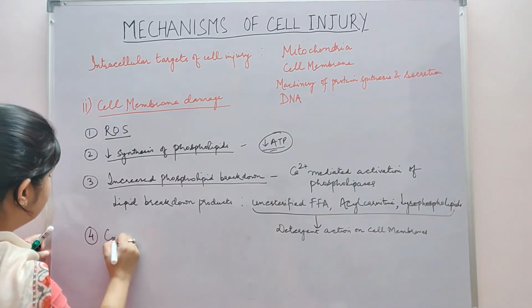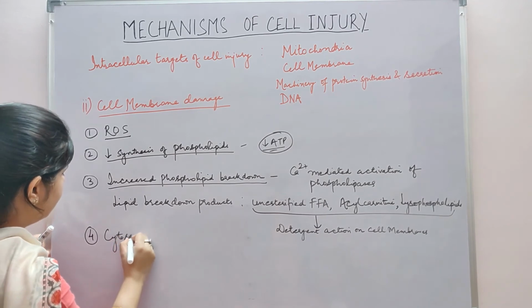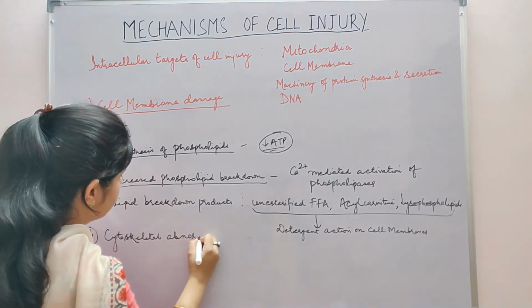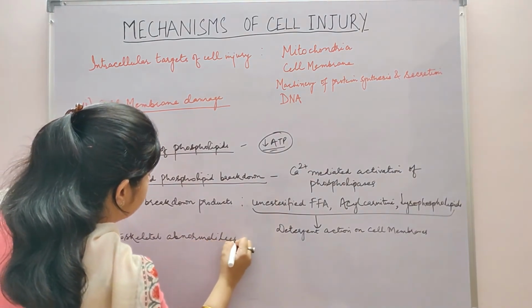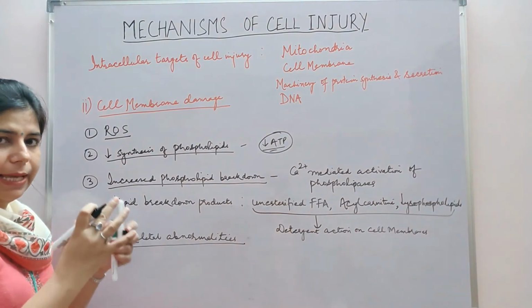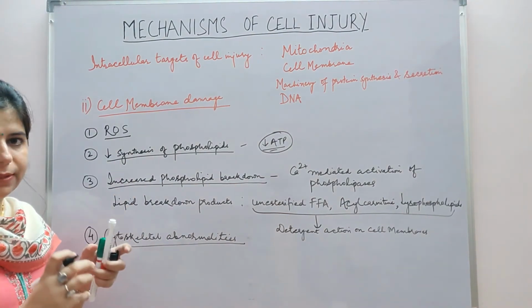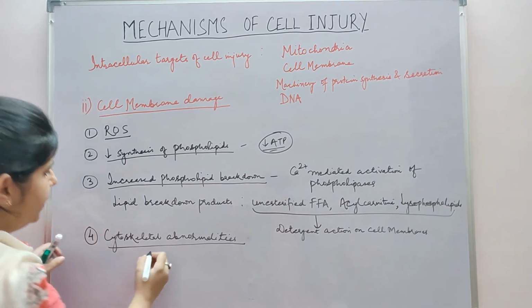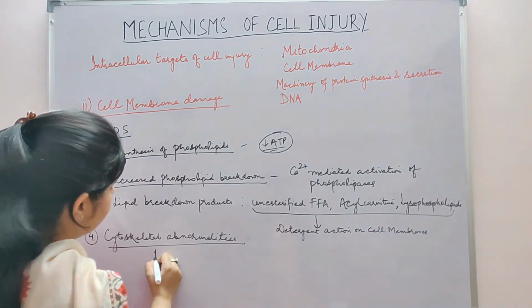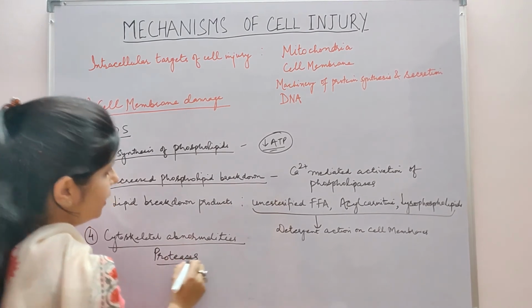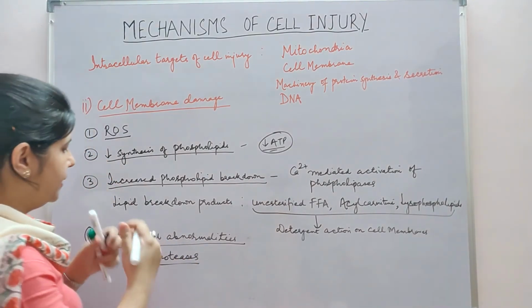Next is the cytoskeletal abnormalities. These cytoskeletal filaments act as tethers. They bind the plasma membrane to the interior of the cells. So when there is calcium mediated activation of proteases, they lead to breakdown of these tethers.